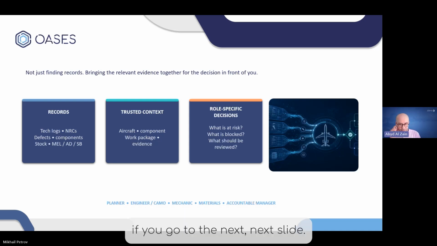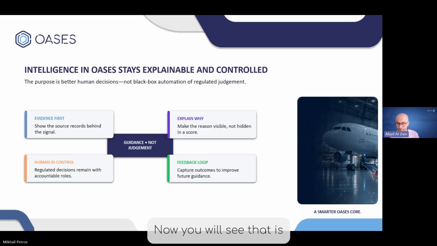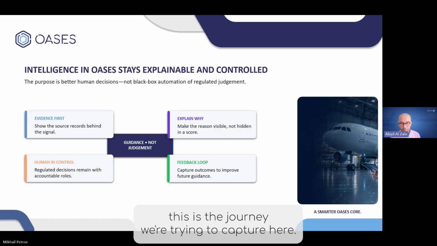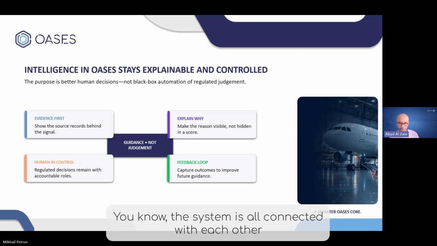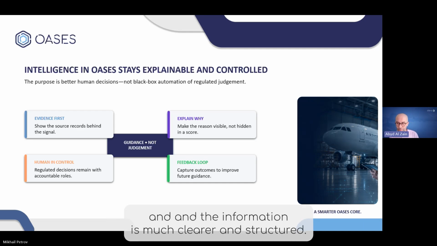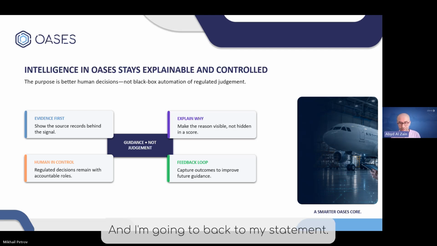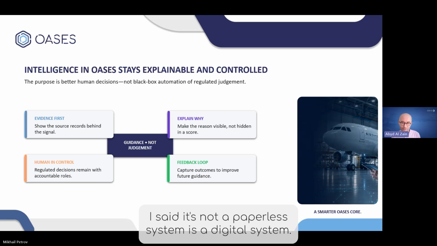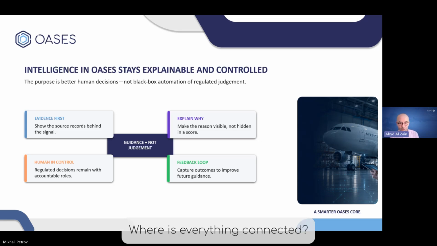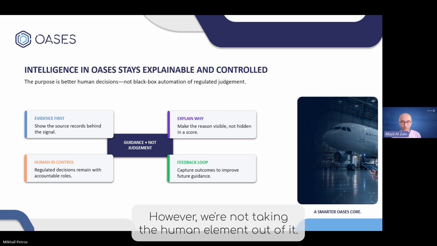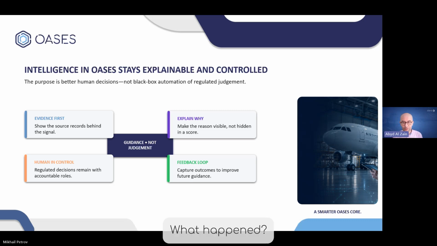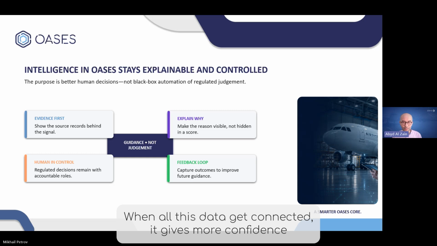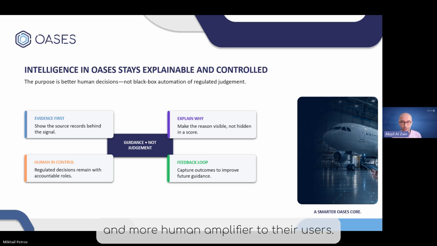If you go to the next slide now, you will see the journey we're trying to capture here. The system is all connected with each other, and the information is much clearer and structured. I'm going back to my statement earlier: it's not a paperless system; it's a digital system where everything is connected. However, we're not taking the human element out of it. What happens when all this data gets connected? It gives more confidence and acts as a human amplifier for the users. The user still has to be there. Human in the loop is very important.